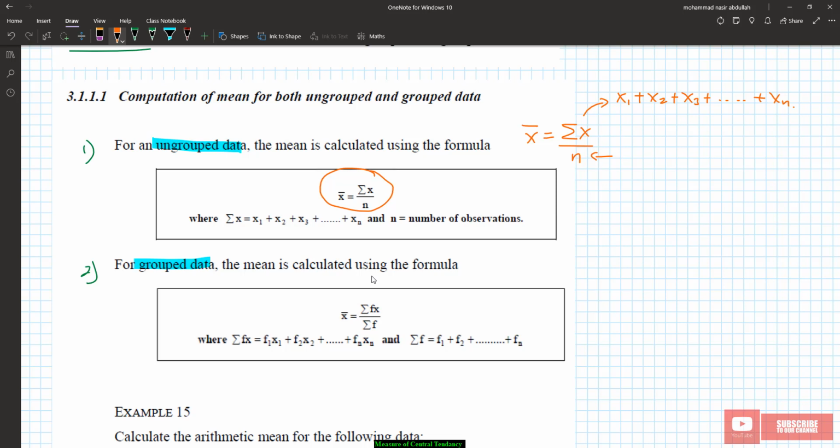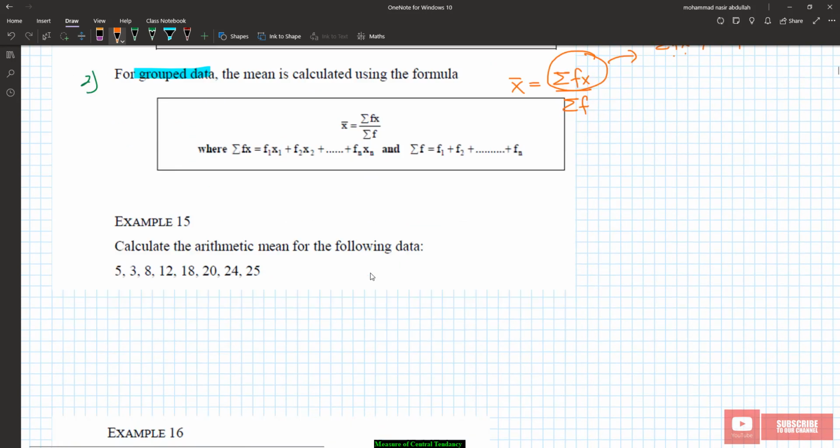For grouped data, x bar should be equal to summation of fx divided by summation of f. And you need to remember summation of fx is not equal to summation of f multiplied with summation of x. You need to multiply f with x for every point, right? So this is for grouped data.